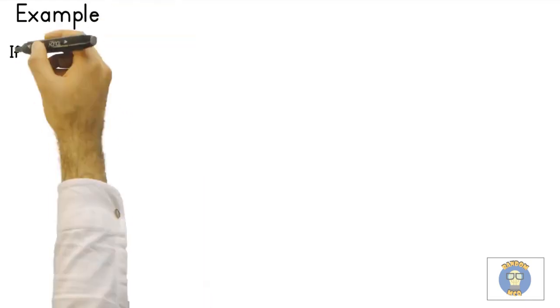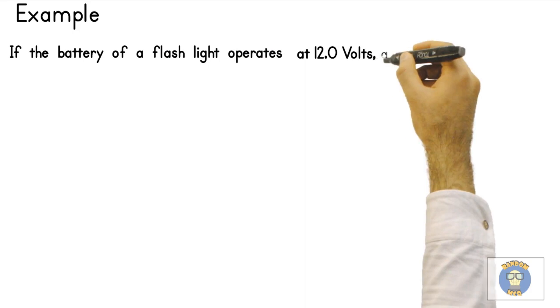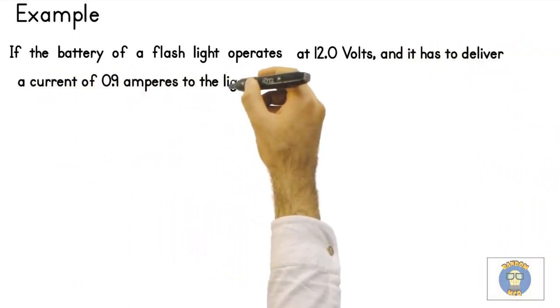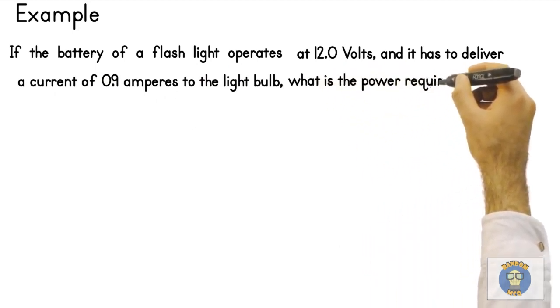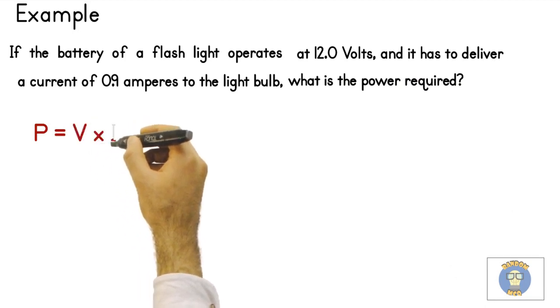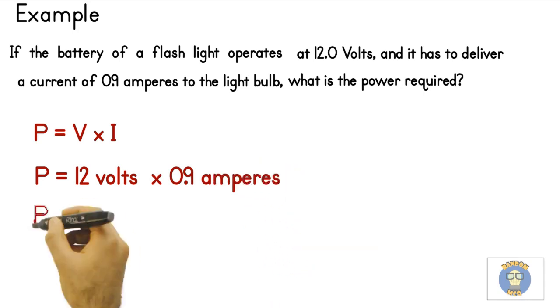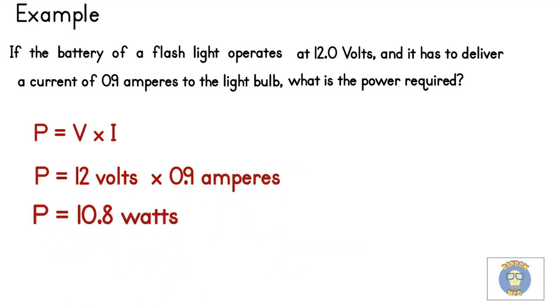If the battery of a flashlight operates at 12 volts, and it has to deliver a current of 0.9 amperes to the light bulb, what is the power required? The power required from the battery can be found using the electric power formula. P is equal to V times I, then, P is equal to 12 times 0.9, therefore, P is equal to 10.8 watts. The power required from the battery is 10.8 watts.